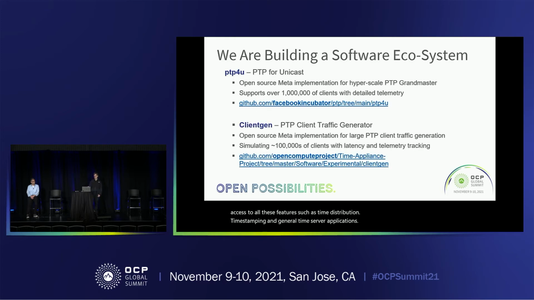The hardware side is what I've been working on, but I've also been working on the software side, and a lot of engineers inside Meta have been working on the software side. PTP4U is the main glory software part of the time server. That is the actual Meta implementation for a scalable grandmaster. Instead of an FPGA implementation that gives you, say, 1,000 clients, this is Go code that runs over 1 million clients on a single socket off-the-shelf server.